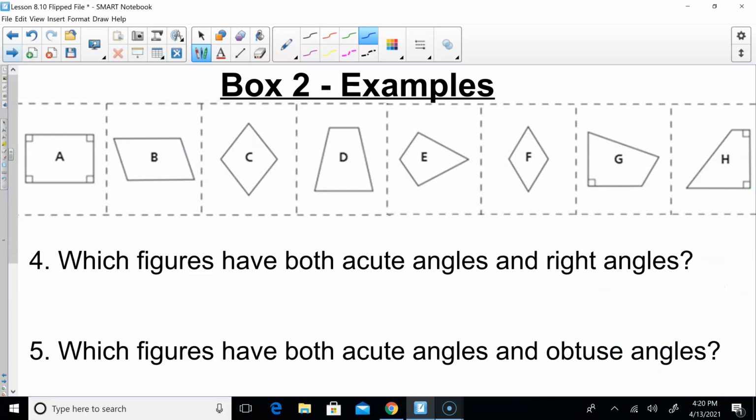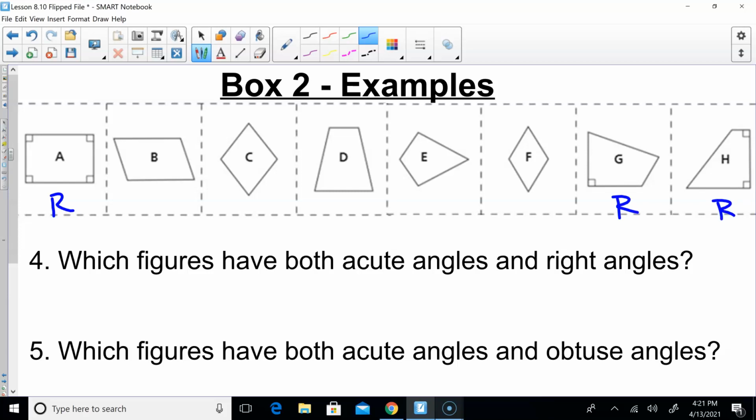Here are the same shapes, but two more different questions. Now we're combining more than one thing and putting them into those categories. Which figures have both acute angles and right angles? Well, if we look at our past page, we could probably find that as well really quickly. Or we can just look again at which ones are right angles. Well, we know right angles are, here for a right angle, we have G and we have H. So those all have right angles.